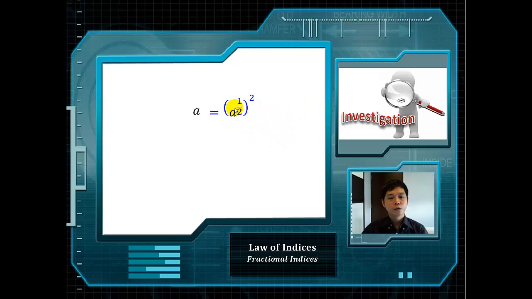Now, how do we simplify this? Similar to the previous example, we can square root on both sides. We will now ignore the plus minus sign and we will just do a positive square root. Hence, square root of a is equal to a to the power of half.